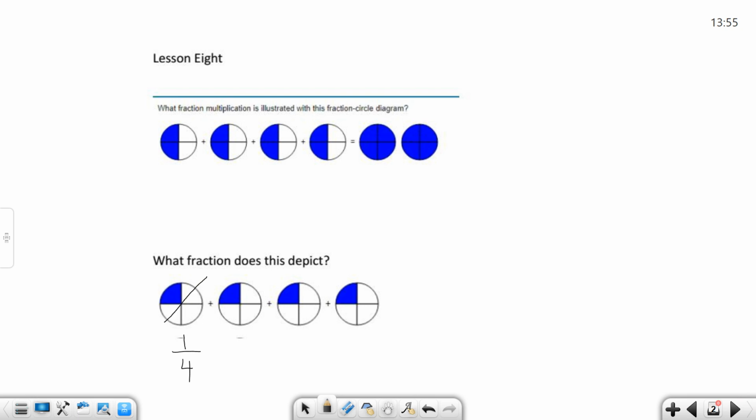Well, if you look at that, you have 1, 2, 3, 4 of those. So the way that you would write that as a multiplication problem is 4 times 1/4. And that's what they're asking you to do in the My Math Lab. Now in the top one, when I initially looked at this one, I saw those as halves of a circle, but that's not what the My Math Lab wants you to view it as.